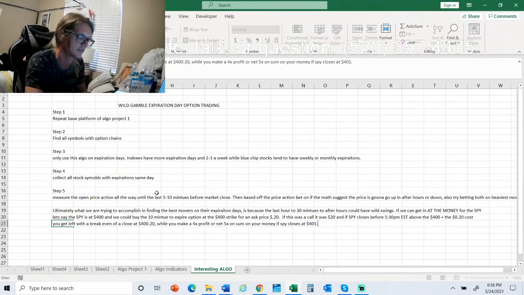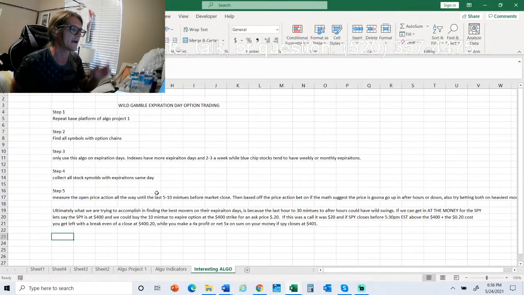Is that okay? So measure the open price action all the way. So basically, as the day is playing, we got a list of all the options that expire the same day. We are measuring the price action to see which options are the cheapest.